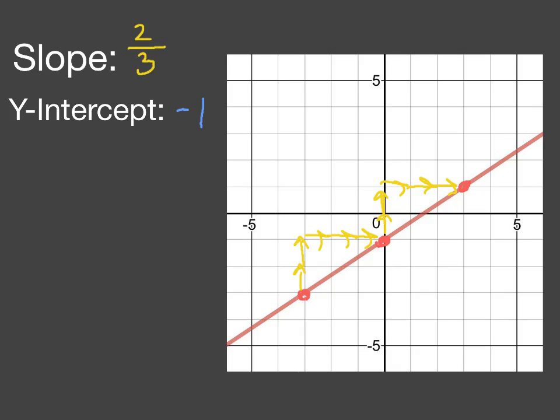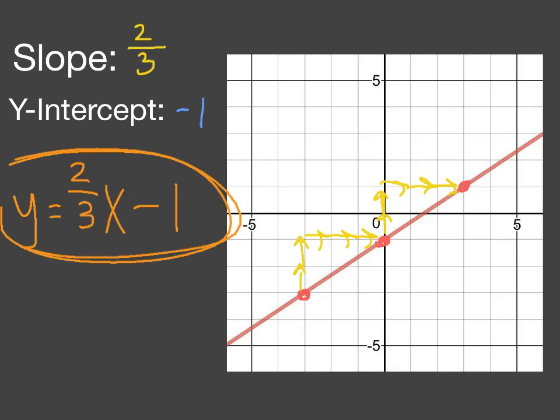And now that I have this information, I can go ahead and write my equation, or I can write my function. Y equals, I always put my slope first with the x behind it and my y-intercept at the end. So I have my function.